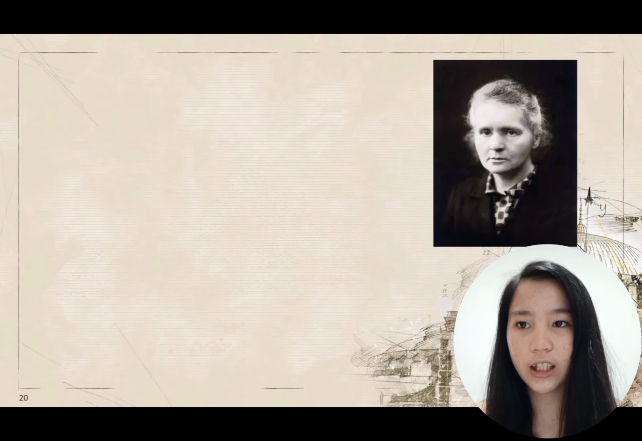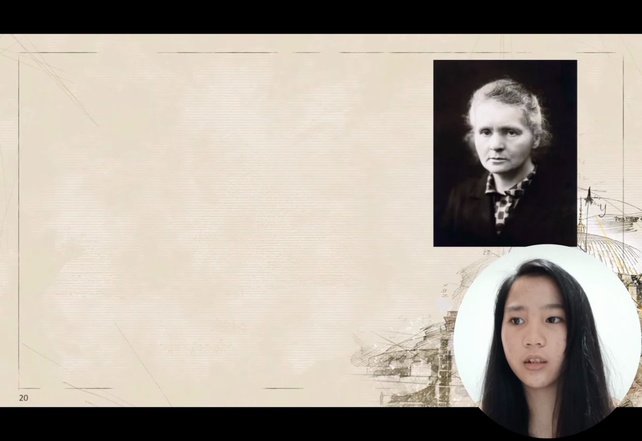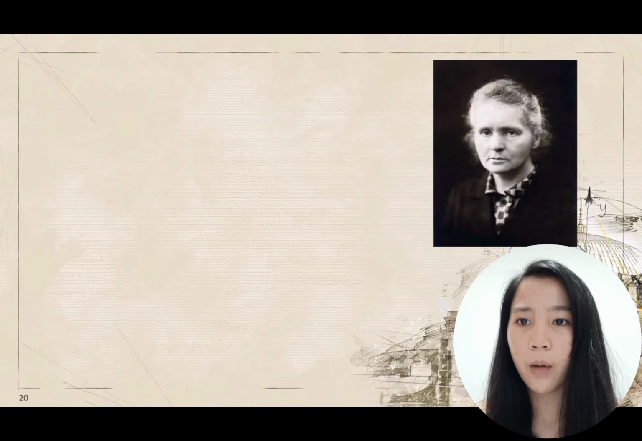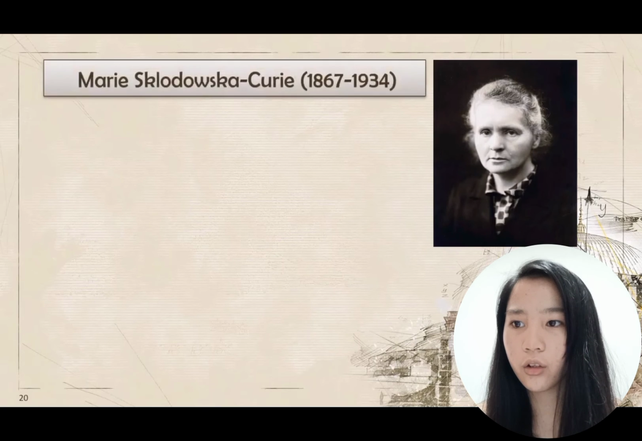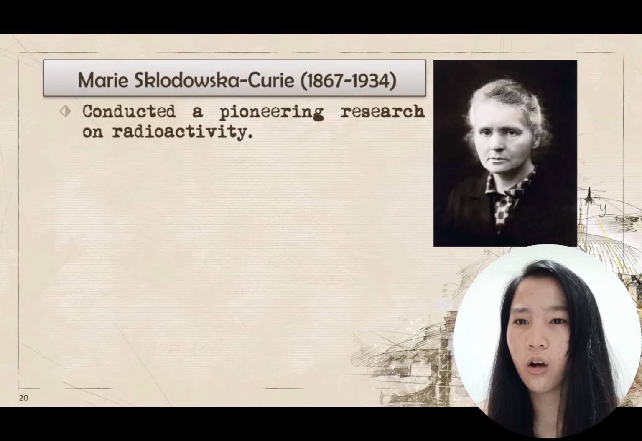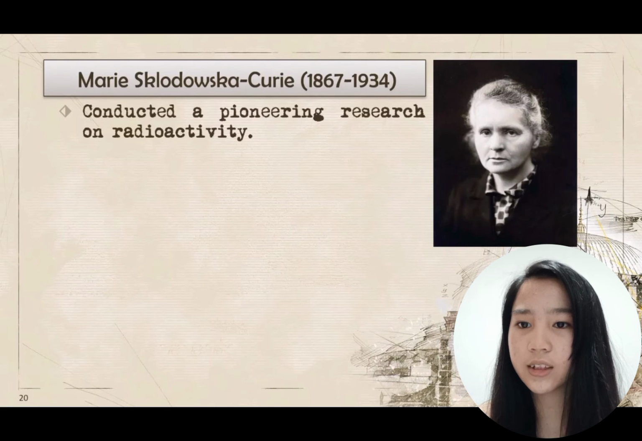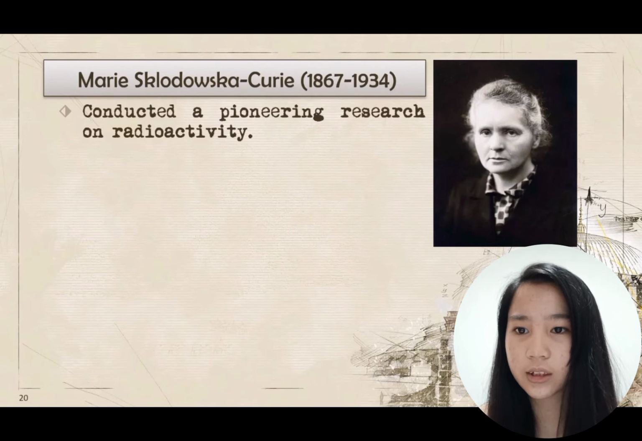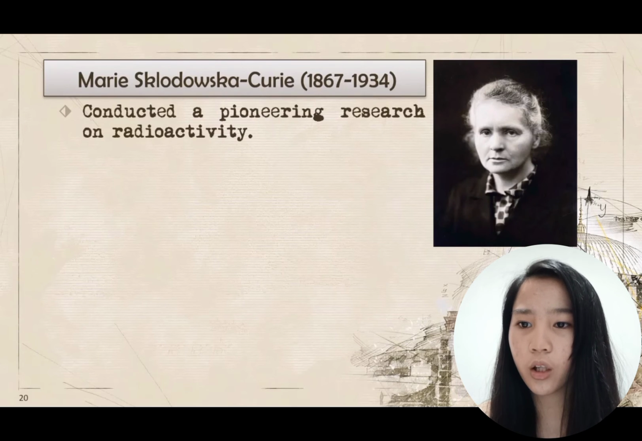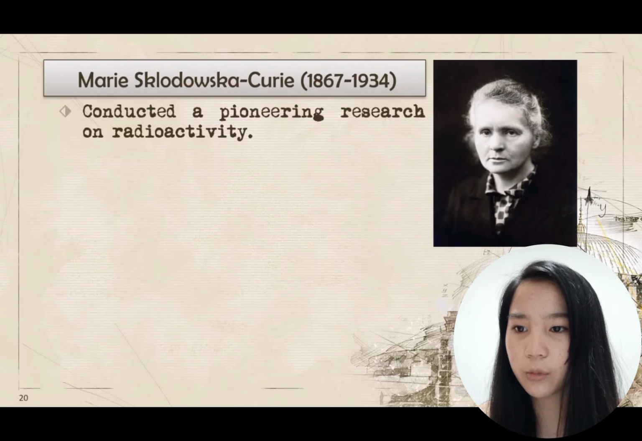And this female scientist is none other than Marie Curie, or Marie Sklodowska-Curie. She conducted research on radioactivity. She is the very first woman to win a Nobel Prize, and not just a simple Nobel Prize, but two Nobel Prizes. One Nobel Prize is in chemistry and another is in physics. She discovered the elements polonium and radium, which are very radioactive, and her husband is also a famous scientist.